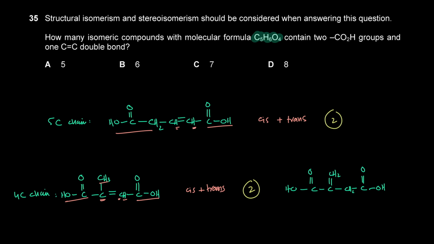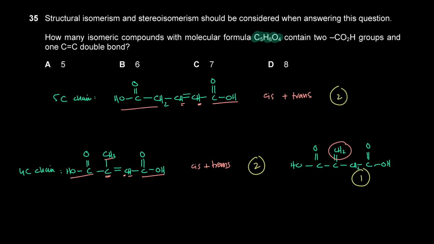Does it exhibit cis-trans? No, it doesn't, because this carbon is bonded to two identical hydrogen atoms. There's no cis-trans here. And there's no optical either because there's no chiral center. So this is actually just one compound. Only one compound has this structure over here. This does not exhibit stereoisomerism, so it doesn't exist as a pair of stereoisomers.